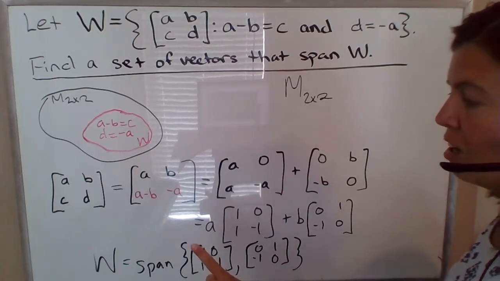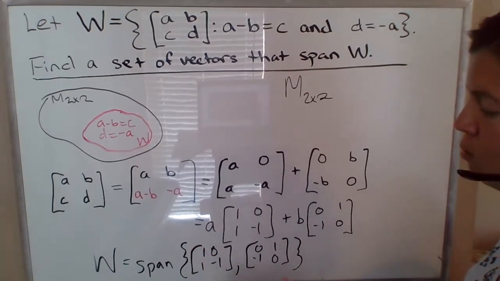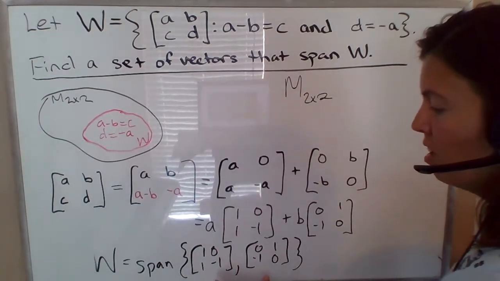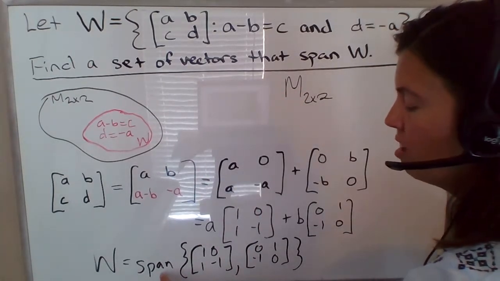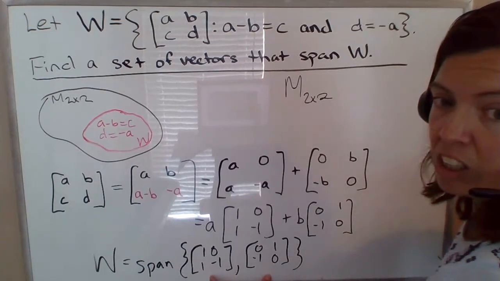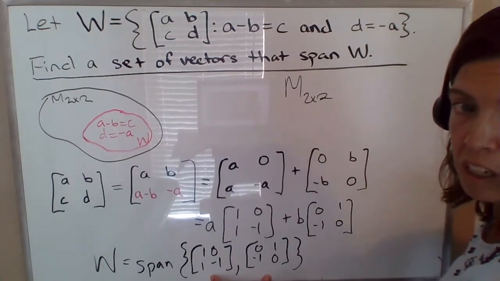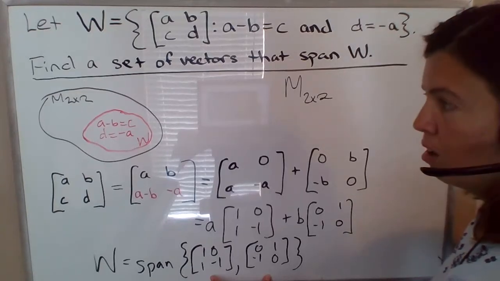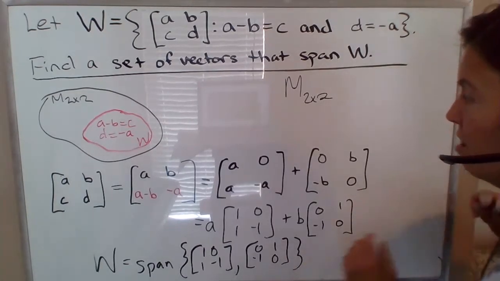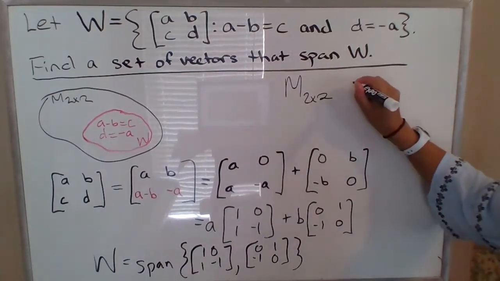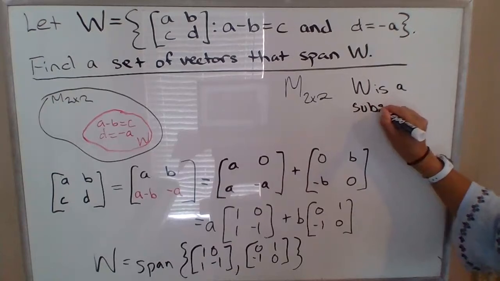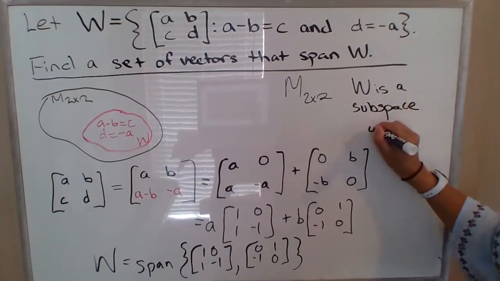Now there was a second question here that said, what conclusion can we draw? Well, there is a theorem right above this example that says anytime you have a span of a collection of vectors belonging to a vector space, then that is automatically a subspace of that vector space. So this tells us that W is a subspace of M 2 by 2.